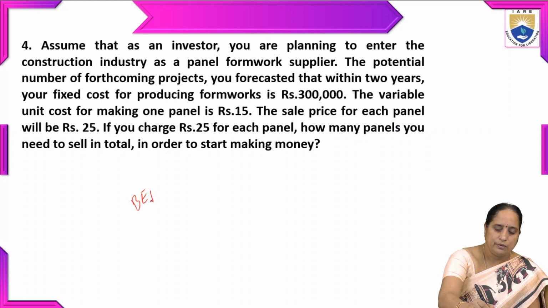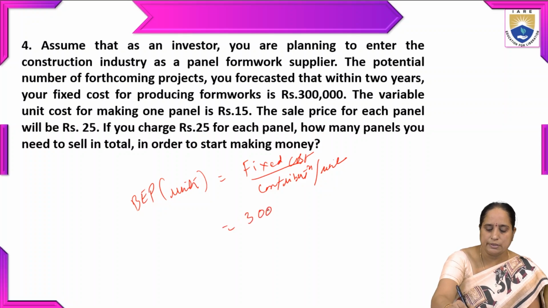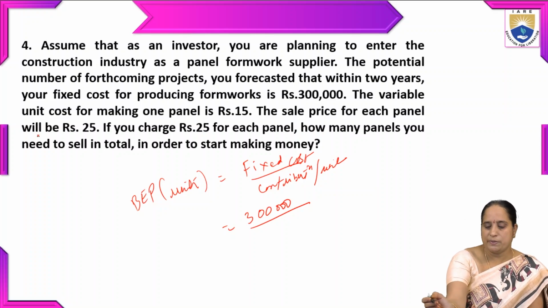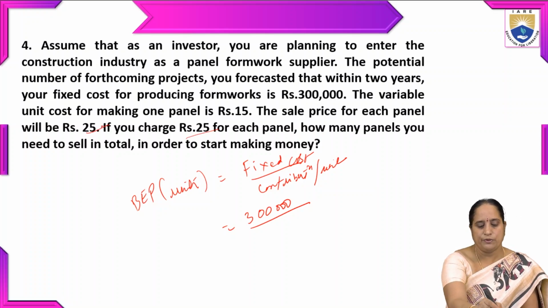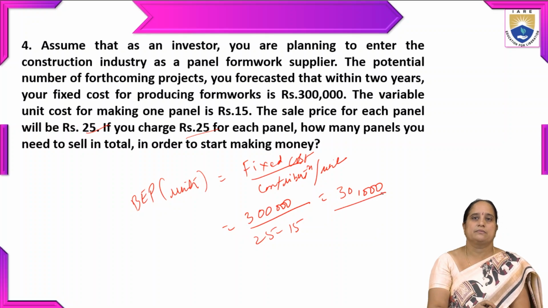So here we have been given fixed cost. We find out break-even point in units. That can be found by using the formula fixed cost divided by contribution per unit. Fixed cost is 3 lakhs, which is given in the problem, and for contribution per unit, we know the variable cost is 15 rupees and the sales price is 25 rupees. So 25 minus 15. So the company has to produce 30 units of panels.